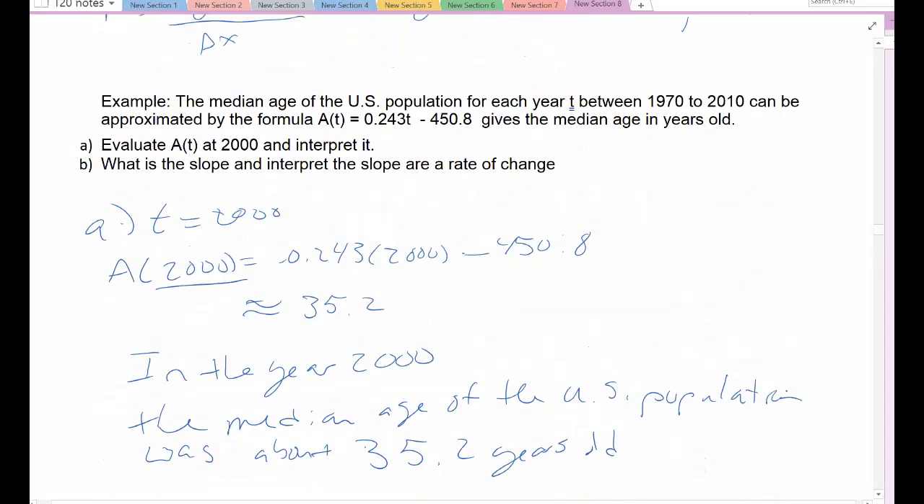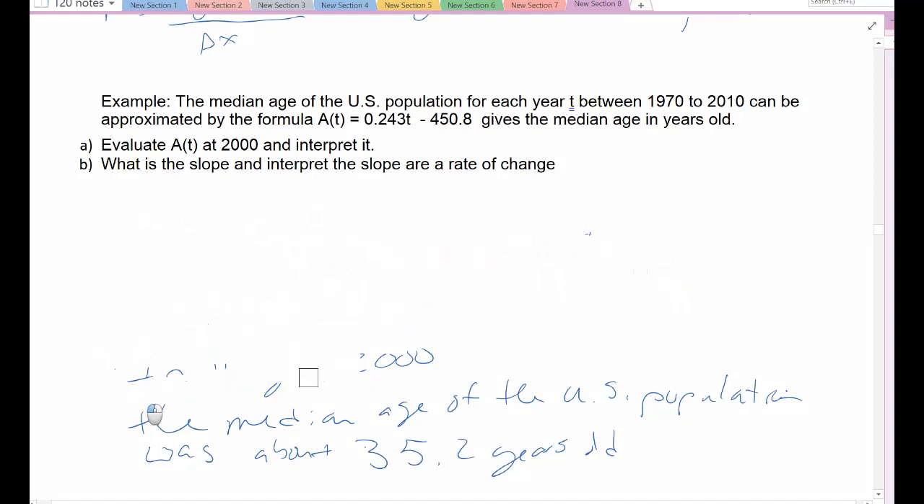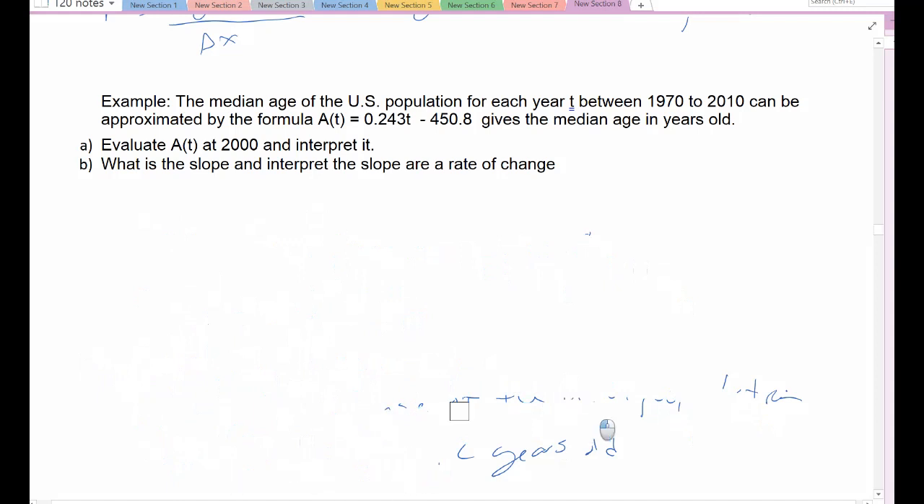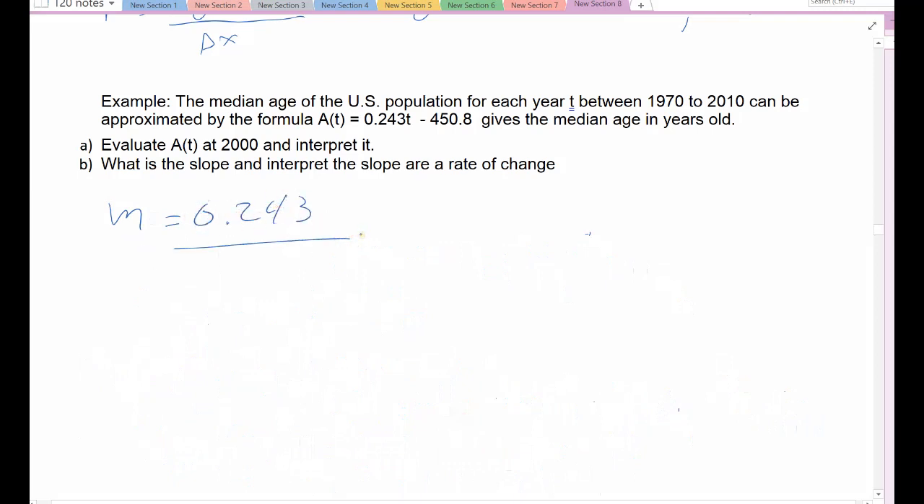Alright, I'm going to race to do my second part. Alright, so part B. Slope, and what does it tell me? Alright, so the slope in this case is that ugly number. Alright, so slope is 0.243, and then what does it tell you? Alright, it tells me how much the mean age of the U.S. population is changing per year.